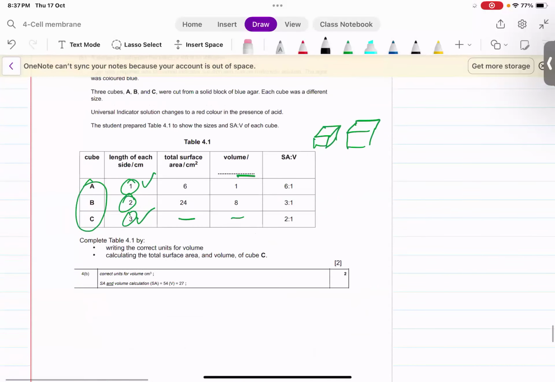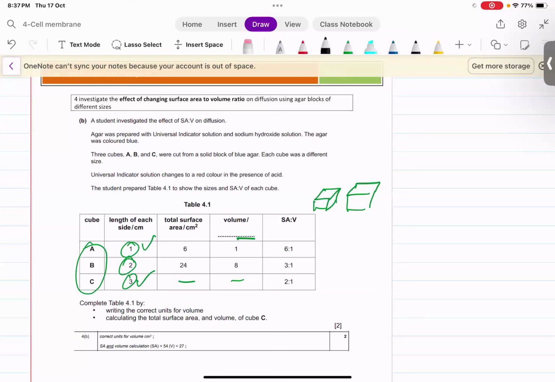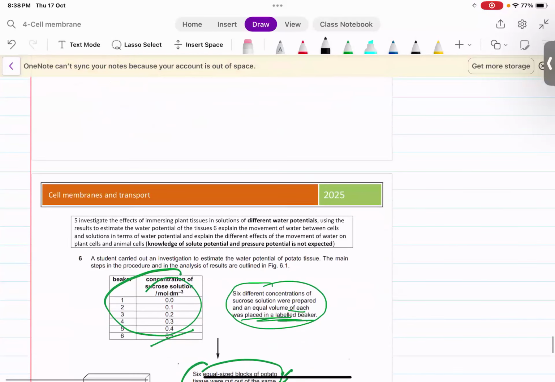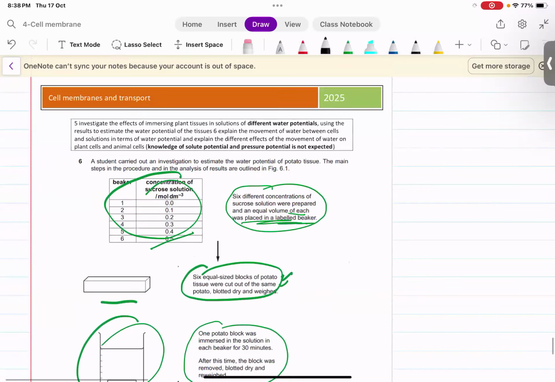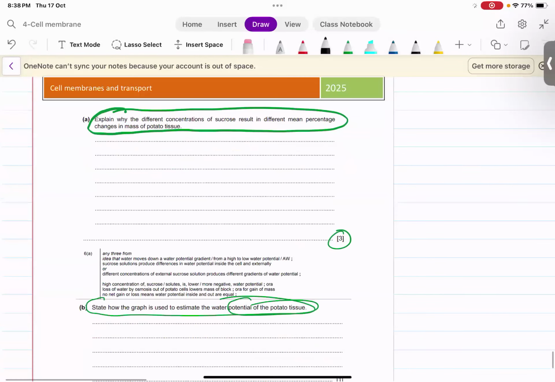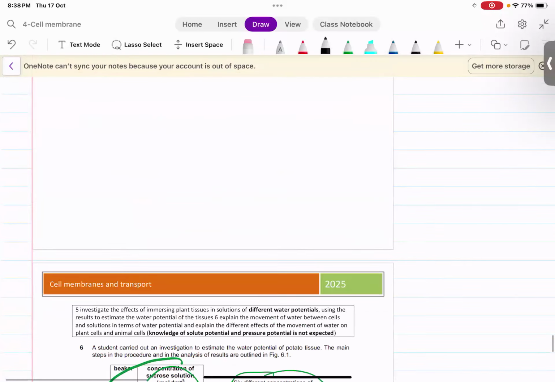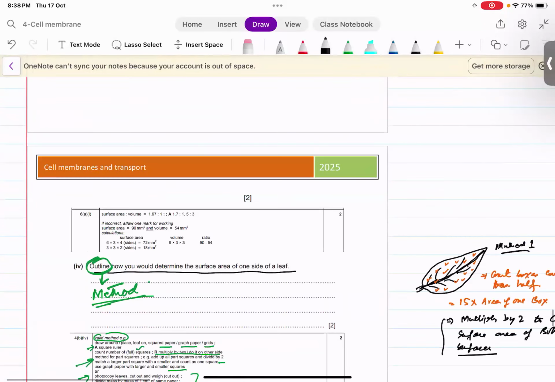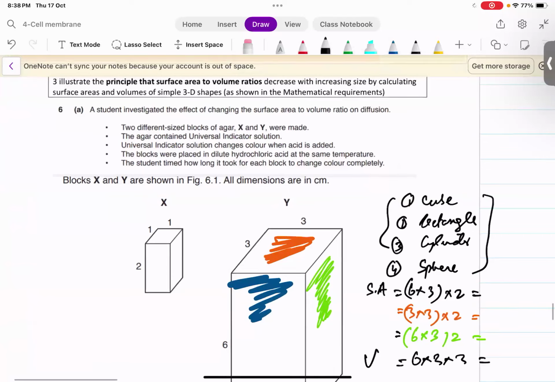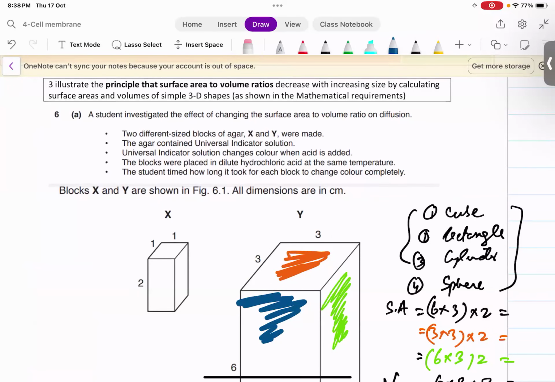We will also have investigating the effect of changing surface area to volume ratio on diffusion using agar blocks of different sizes, and then obviously investigating the effect of temperature, and investigating the effect of even different concentrations on the rate of diffusion. So let's see this simple concept of surface area to volume ratio. Even you had this experiment today where you calculated the surface area and investigated the effect of surface area on the rate of movement of water.